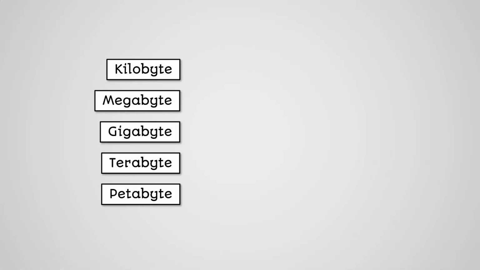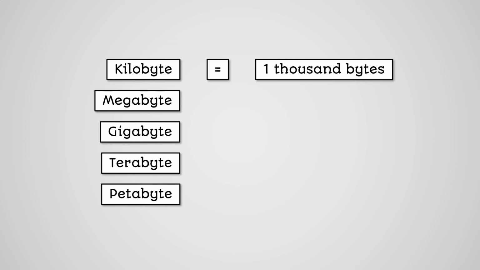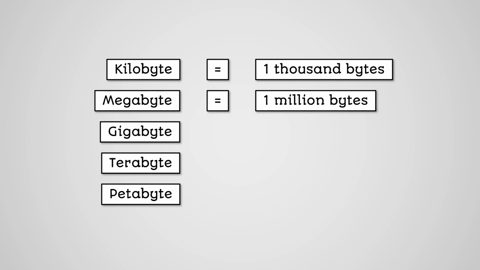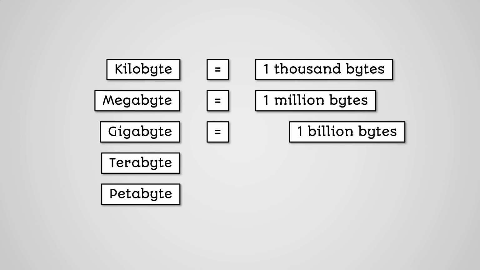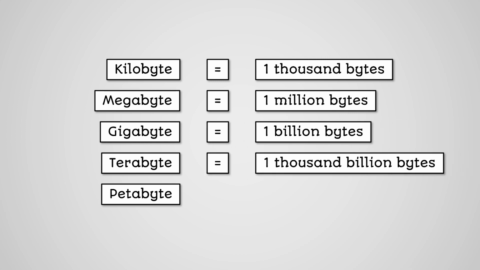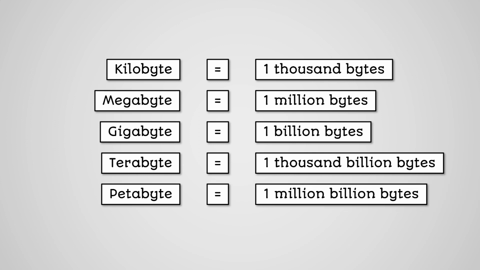Instead, we group bytes together. For example, a kilobyte is 1,000 bytes. A megabyte is 1 million bytes. A gigabyte is 1 billion bytes. A terabyte is 1,000 billion bytes. And a petabyte is 1 million billion bytes.